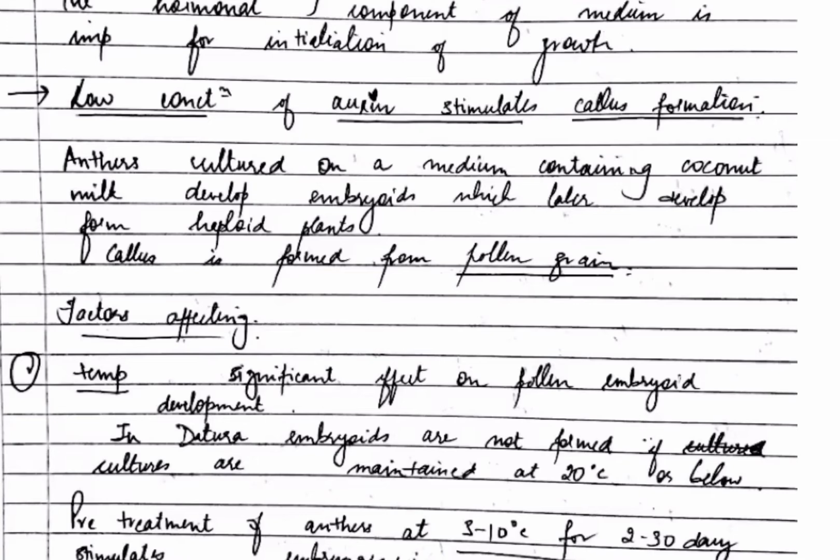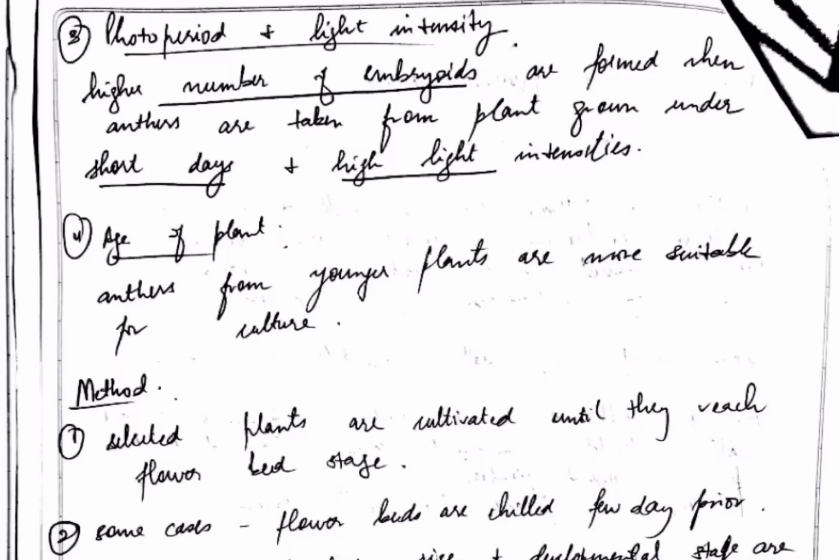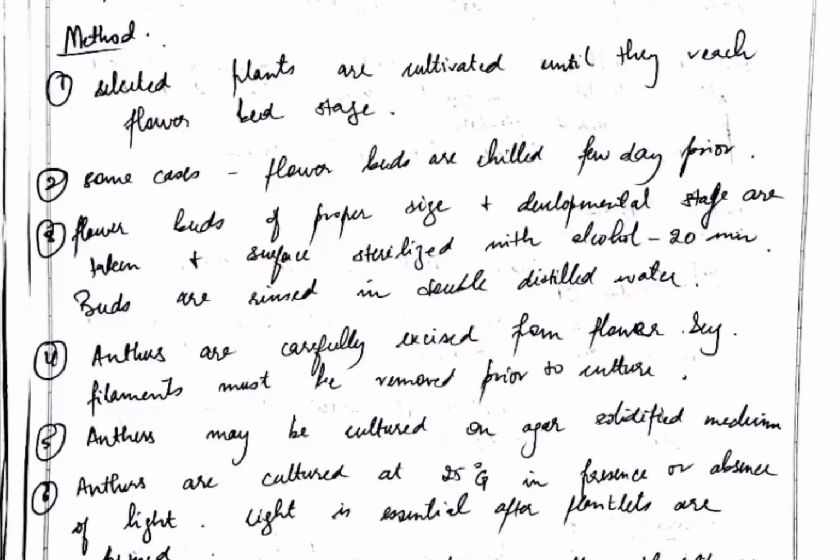Factors which affect the pollen and anther culture are temperature. That is, in low temperature, the anther or flower bud enhances the haploid formation. Next is flowering time. That is, anthers taken from the flowers at the beginning are more suitable for the anther culture. Next is photoperiod and light intensity and the age of the plant. That is, the anthers from younger plants are more suitable for culture.